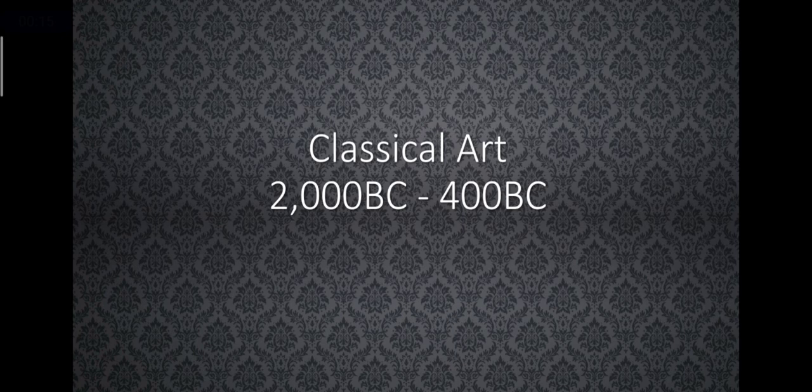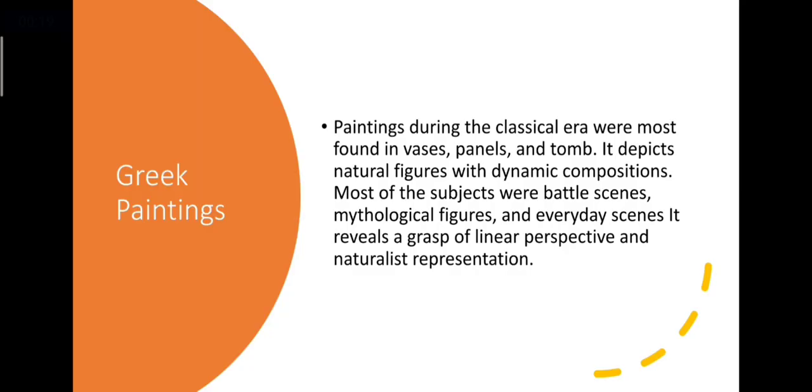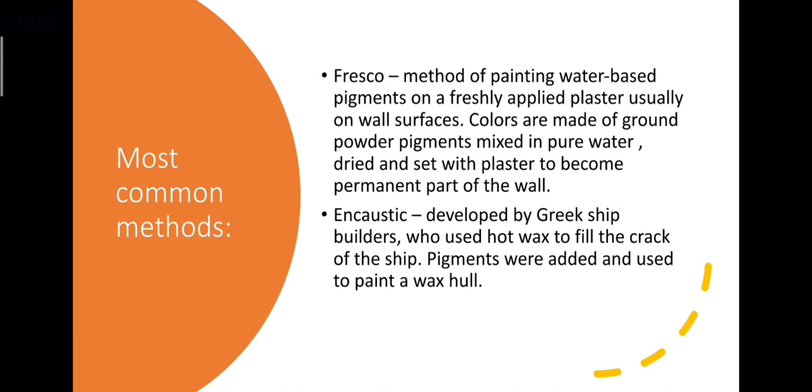Classical art, 2000 BC to 400 BC. Greek paintings. Paintings during the classical era were mostly found on vases, panels, and tombs. They depict natural figures with dynamic compositions. Most of the subjects were battle scenes, mythological figures, and everyday scenes. It reveals a grasp of linear perspective and naturalist representation.